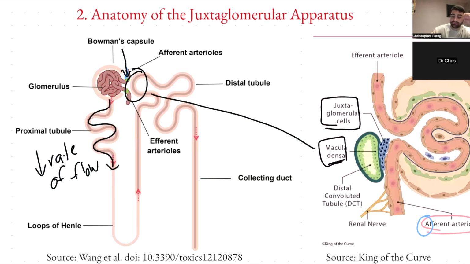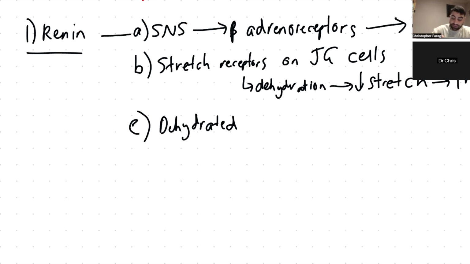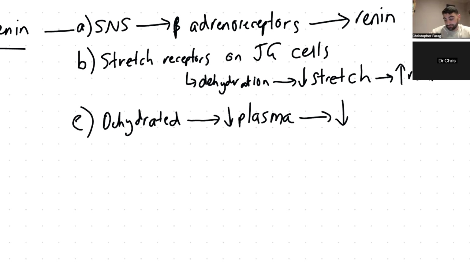Okay. So let's write this down just so we're on the same page. So if we're dehydrated, what's going to happen? We're going to have reduced plasma in the kidneys. Okay. What's going to happen? This is going to decrease our rate of flow through the nephron.